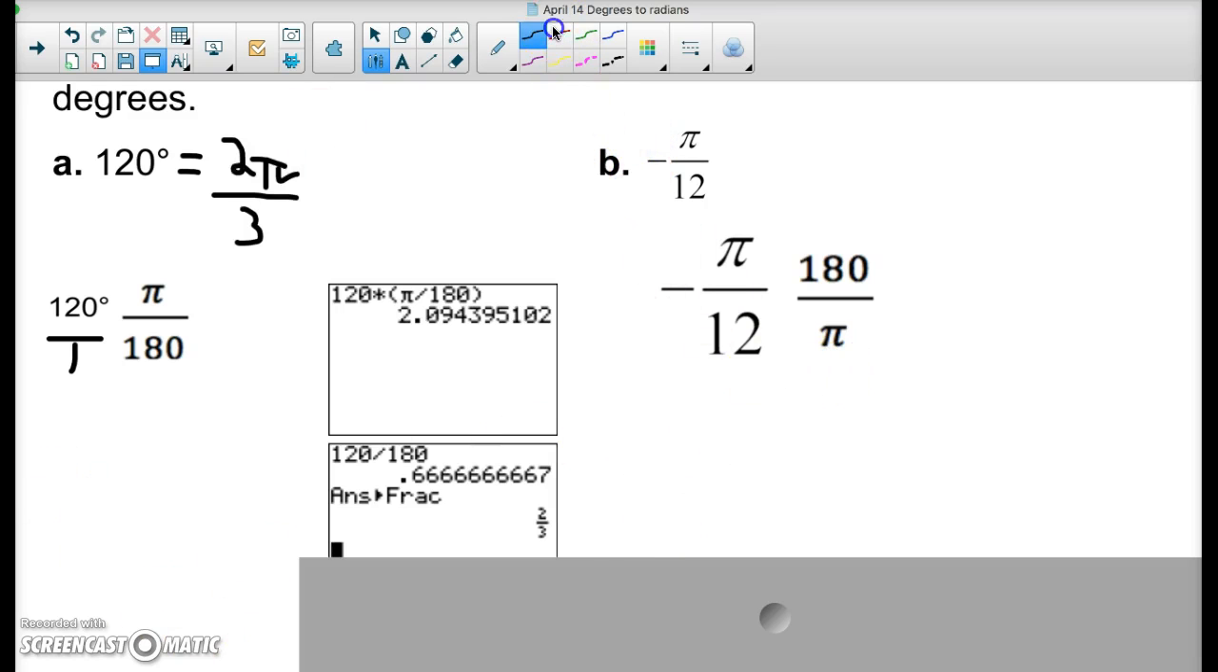All right, over here, this is radians. So what I'm going to have to do is multiply it by 180 over pi. And in this case, since the radians was given in terms of pi, I could just divide that out. 180 divided by -12 is -15. So -pi over 12 is -15 degrees.